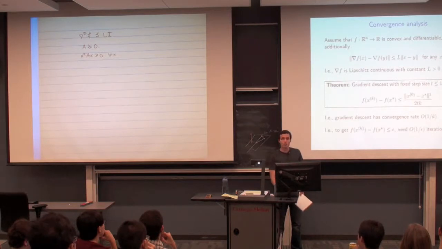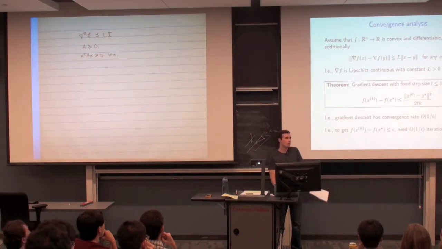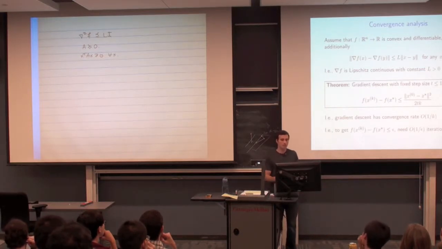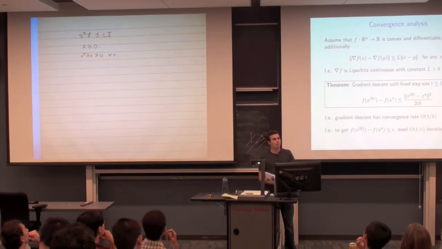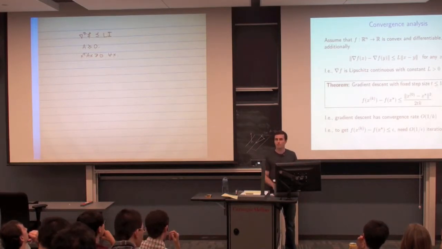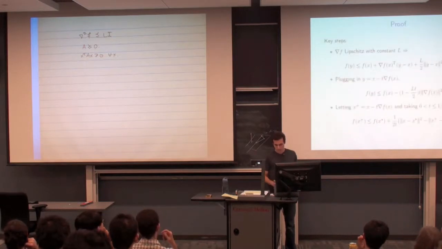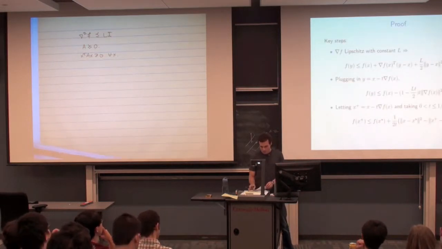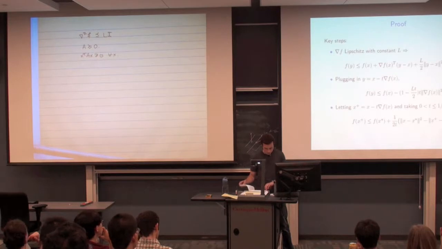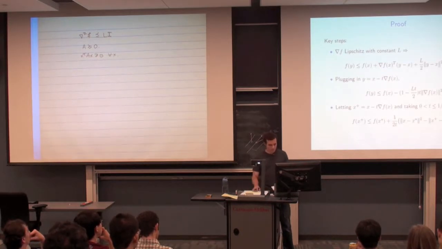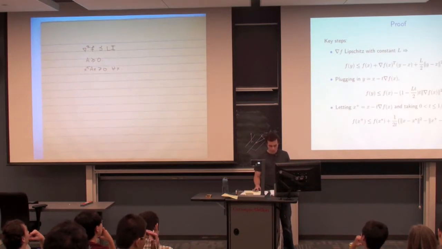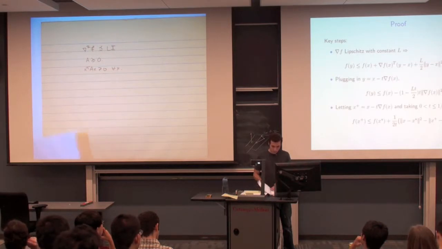If L is large, that's the condition. If L is very small, then we can take bigger steps, because we're not going to do as much damage by stepping with big steps. That's the intuition. So we're going to actually prove this, and then afterwards I think we'll take a quick break, because proofs are always hard. It's always hard for me too, no matter how easy it may seem. So there are some key steps to go through.